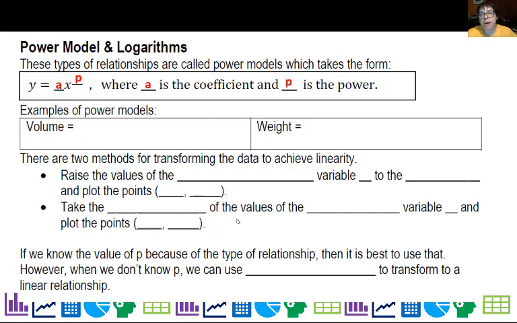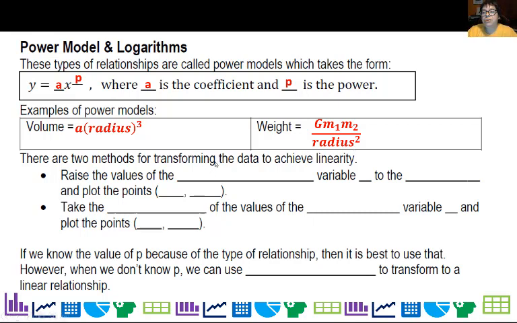Some real-life examples of power models include volume. Let's say we did a sphere; it would be some coefficient times the radius cubed. And in fact, for a sphere, it would be 4/3 pi r cubed. For weight, if I was looking at it in terms of gravity, the official formula is the universal constant for gravity, times mass 1 times mass 2 divided by radius squared. So if these two are constant, you could say weight depends on how far you are from the center of the Earth. Actually, the further you go away from the Earth, the less you weigh.